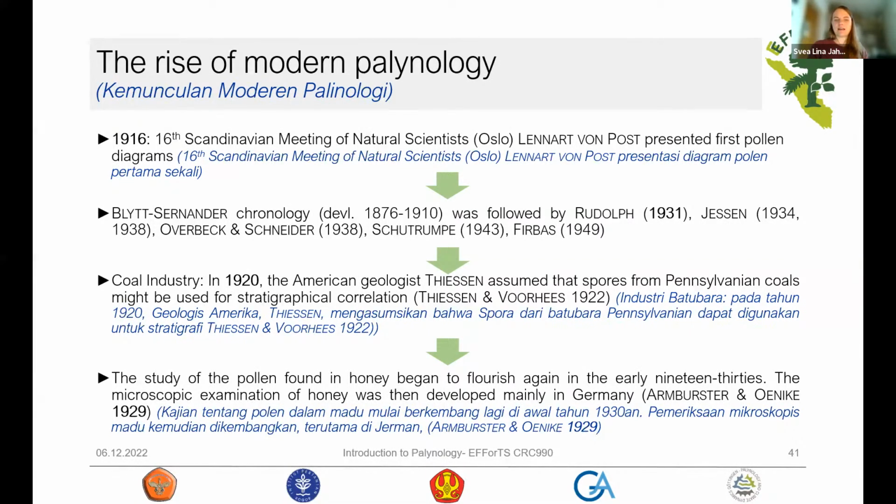So to find out where we find coal deposits, which is, I think, still done nowadays, also with pollen. And one other example is that the study of honey began to flourish again right after this meeting. So here, the microscopic examination of honey to majorly look for the quality. And this was developed majorly in Germany by Armbruster and Onike in 1929.